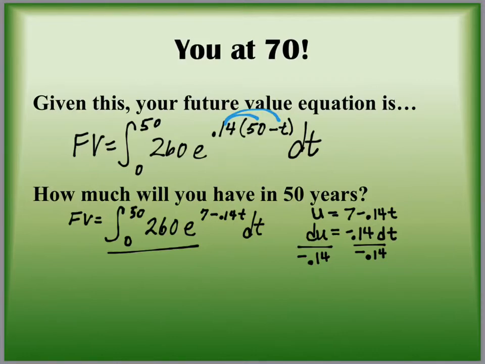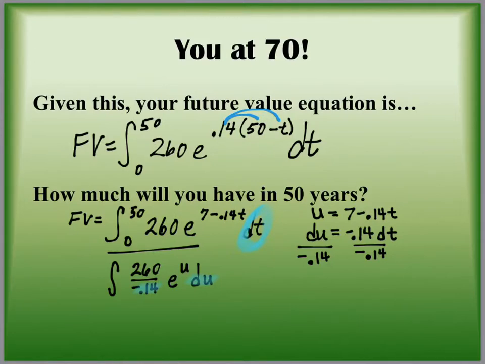So when I'm coming over to my problem, it's an integral. I'm leaving the 0 and the 50 off for the moment. I can't remember if we did that in class or not. I think you did a couple of them like that, but I'm just going to leave it off for a moment. I'm going to have that 260, and I'm dividing by negative 0.14, and now it's e to the u du. Because the dt here at the end is being replaced by the du over negative 0.14.